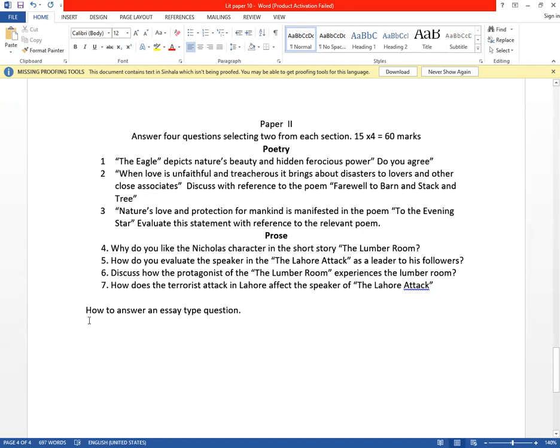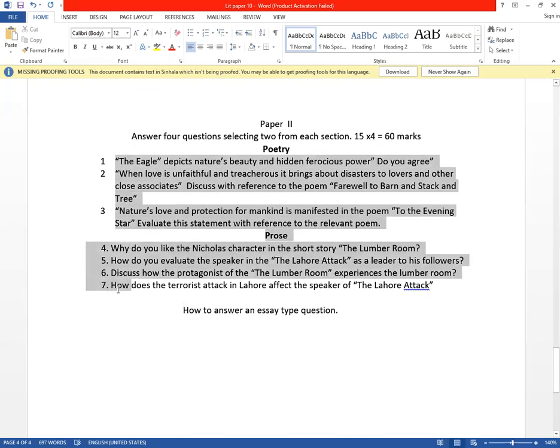We have practised contest questions, and they are not much of a problem. I have given you model questions with answers, model questions and their answers for the contest questions. I have not done that for essay types. We are going to study today how to answer an essay type question.